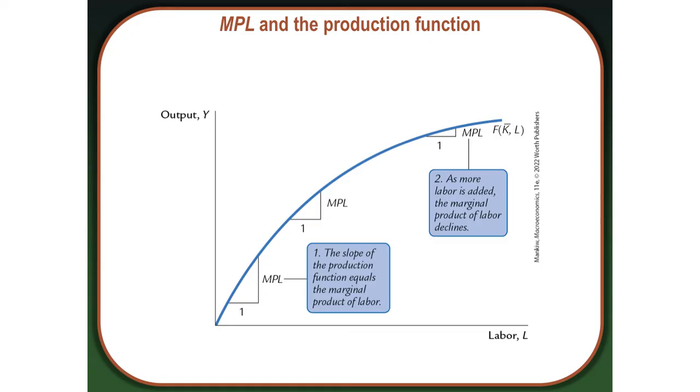It's also important to note that the marginal product of labor is the slope of the production function. So at the bottom part of this graph here, we notice the slope is rather steep, and at the top, the slope is much flatter, indicating a smaller marginal product of labor at higher levels of L.